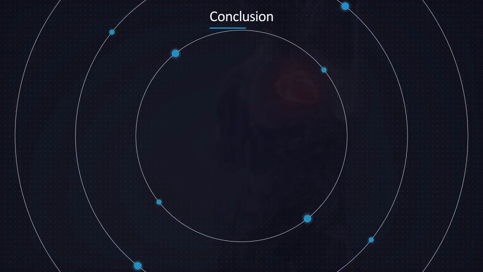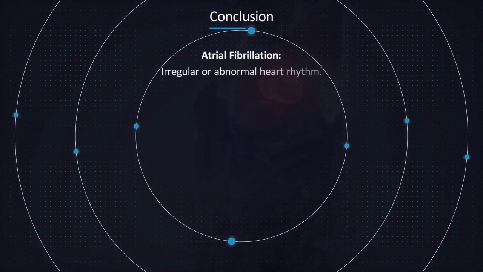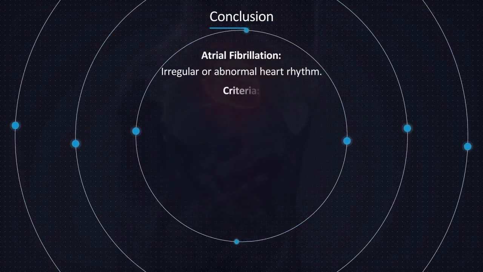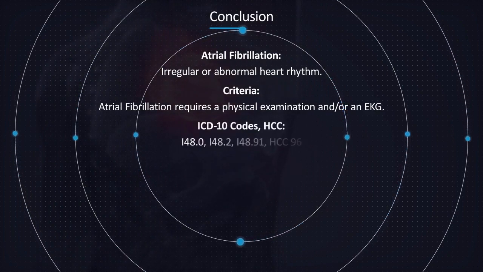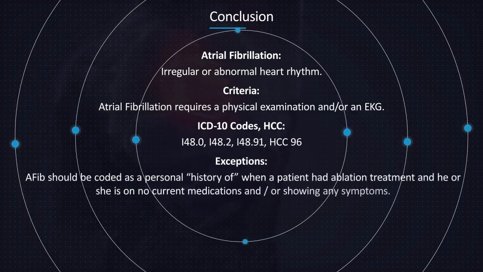We have reached the end of our short refresher course on atrial fibrillation. We gave you a short introduction to the disease, reviewed the criteria for the documentation of AFib, identified the specific codes and HCC category pertaining to the disease, and finally discussed the exceptions which are to be kept in mind while coding for atrial fibrillation.